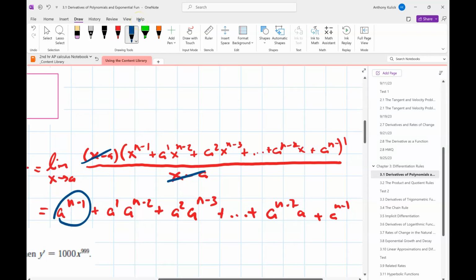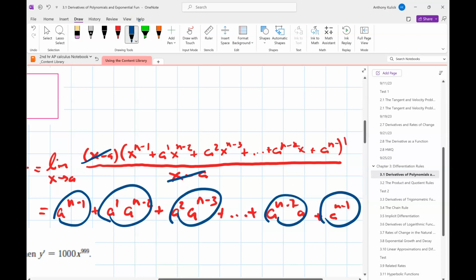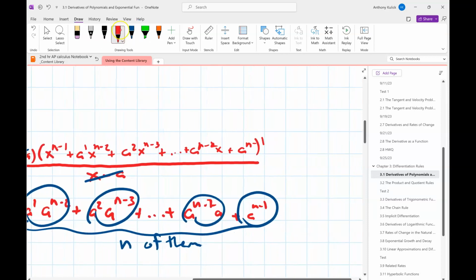Okay, what do each of these end up becoming? Those are all a to the n minus 1, right? When I multiply them together and add the exponents, those are all a to the n minus 1s. How many of those do we have? We have n of them. So it's going to be n times a to the n minus 1.